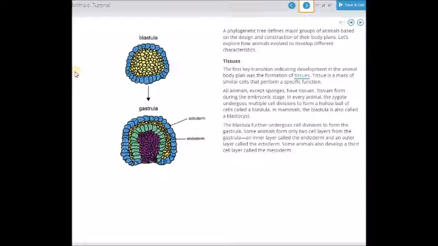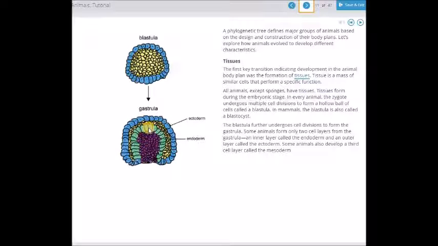So the first key transition is the idea of the formation of tissues. All animals except sponges have tissues. These tissues form in the embryonic stage. Cells start to what we call differentiate. You start out as a single cell, and if you think about it, every cell in your body comes from that. Skin cells, blood cells, bone cells, hair cells, teeth cells. You got thousands of different types of cells in your body, and they all come from that original cell. And what happens in the embryo, as it's developing, whether you're a human or a fish or whatever, is you start to differentiate.